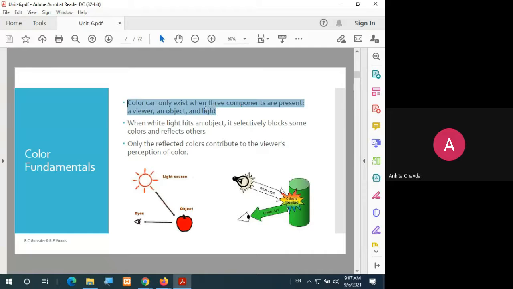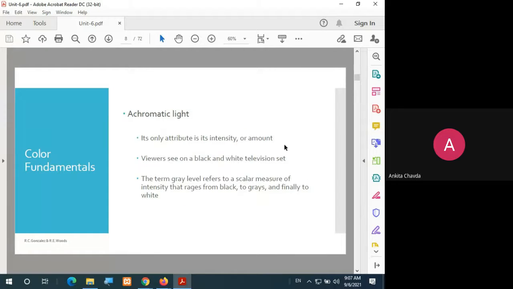So color can only exist when three components are present: viewer, object, and light. When white light hits an object, it selectively blocks some colors and reflects the others. Only the reflected colors can contribute to the viewer's perception. So whatever reflected color is there, that only the viewer can see. Achromatic light. From here, I think, one remaining.